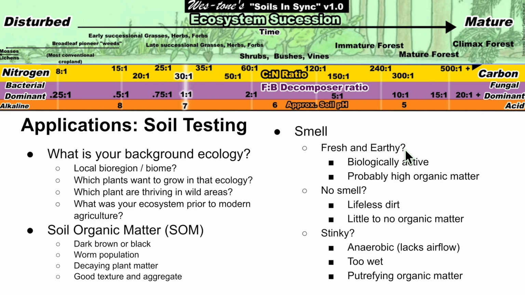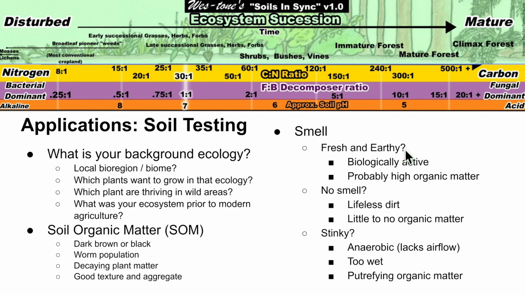The other major factor is soil organic matter. We can test this by visually inspecting the soil. Is the soil very dark brown in color or almost black in color? That would indicate high organic matter. Is there a high worm population? Worms feed on organic matter, so more worms means more organic matter. However, if you see organic matter but no worms, this could be an indication of some sort of synthetic product having killed them off.